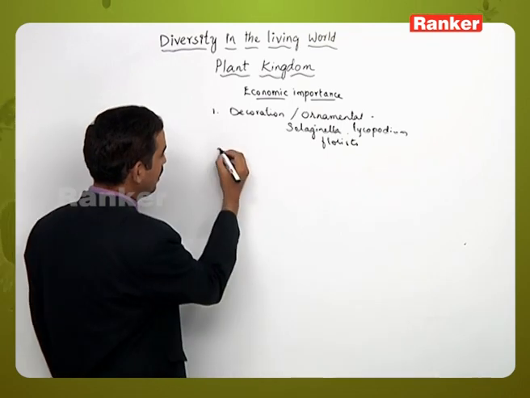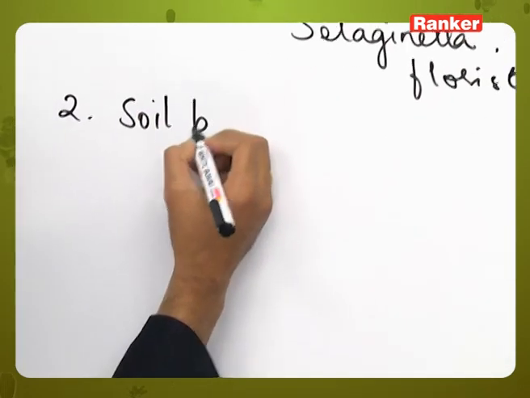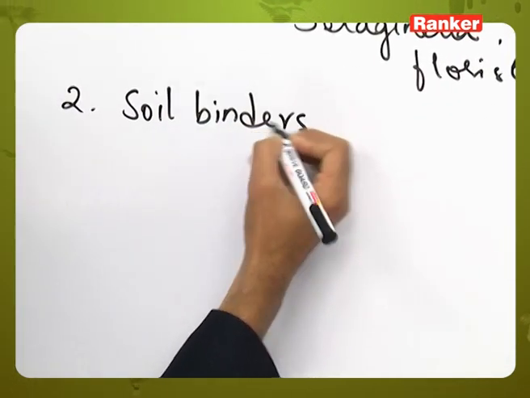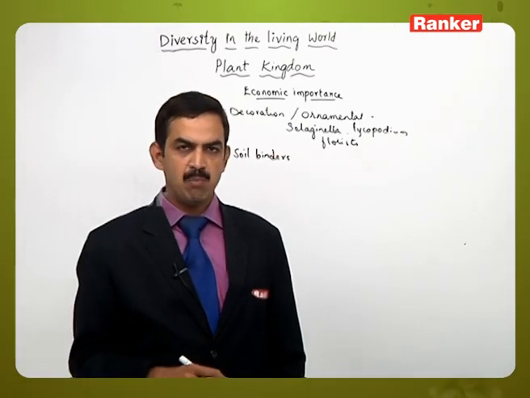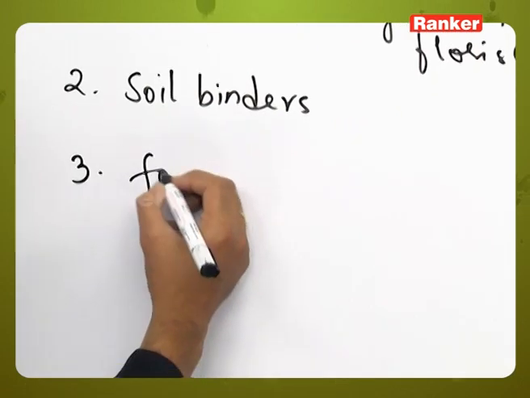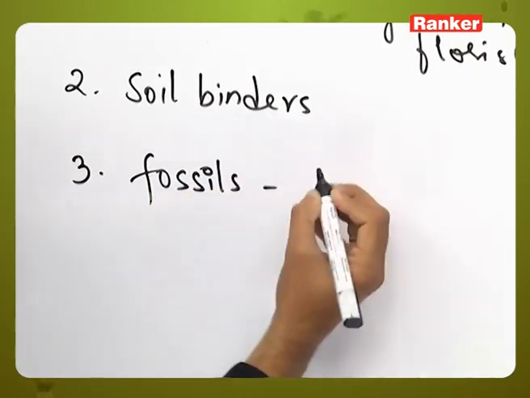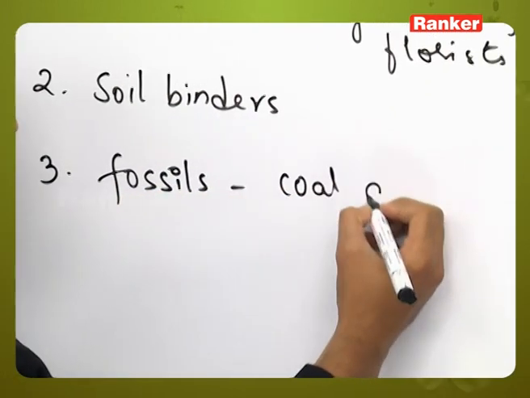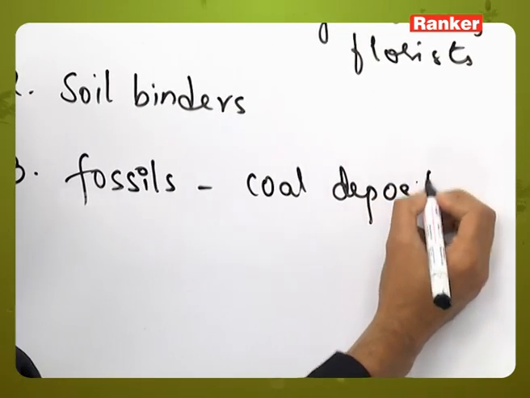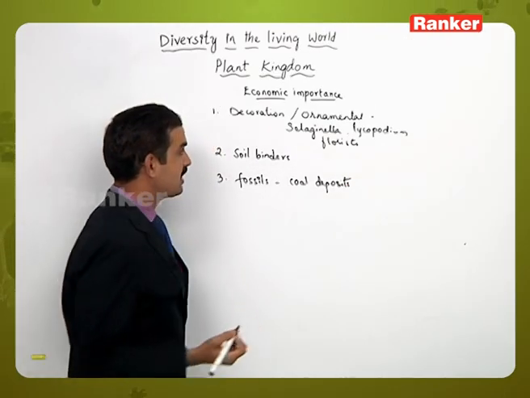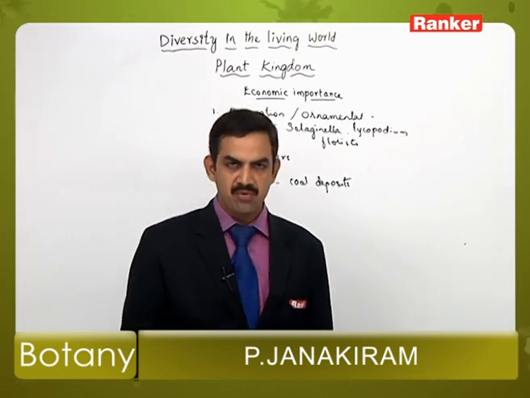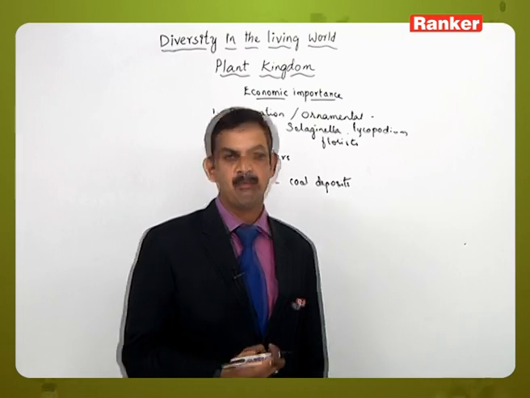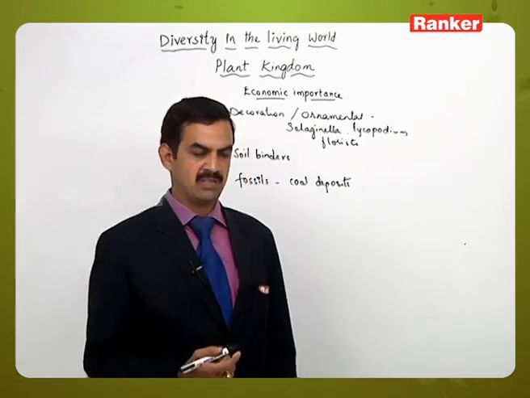And some of the members are soil binders, which will protect the soil from the erosion by fixing the soil with the help of the root system. Some of the plants are in the form of fossils to form the coal deposits. That is, fossil remains of some of the pteridophyta plants will be converted into the fossil fuels or the coals, which are useful for making the other forms of the fuels.